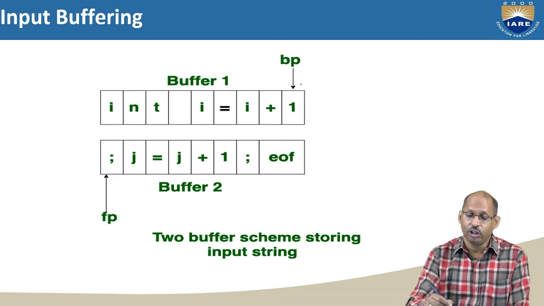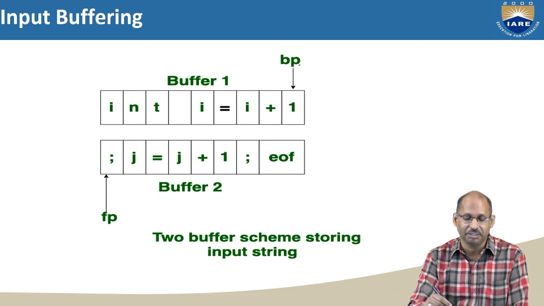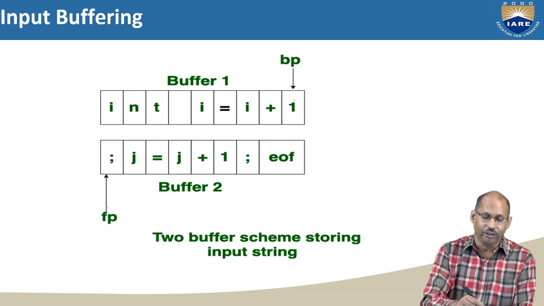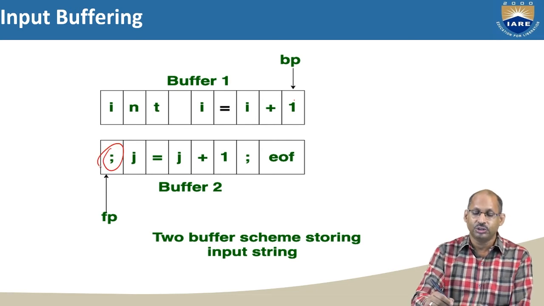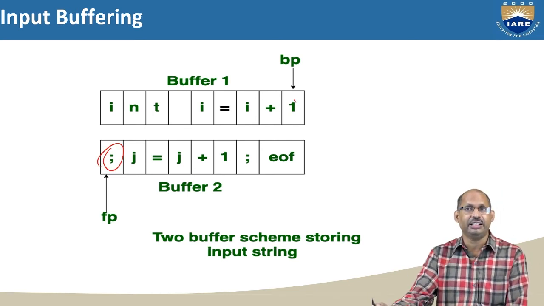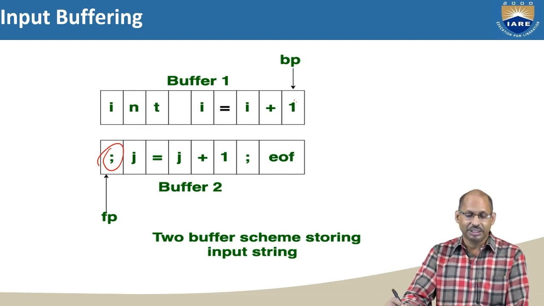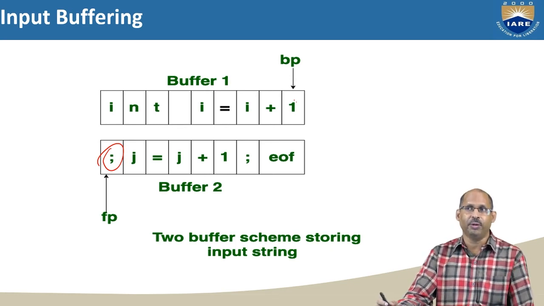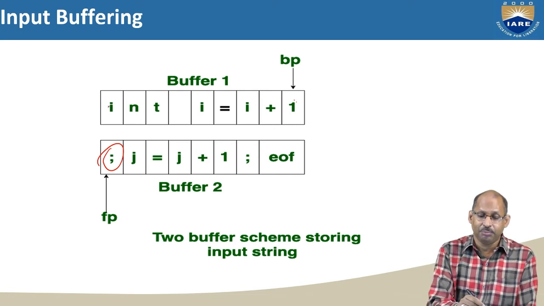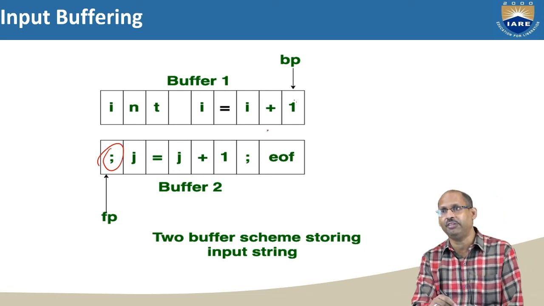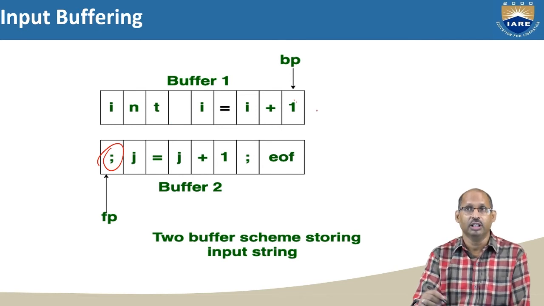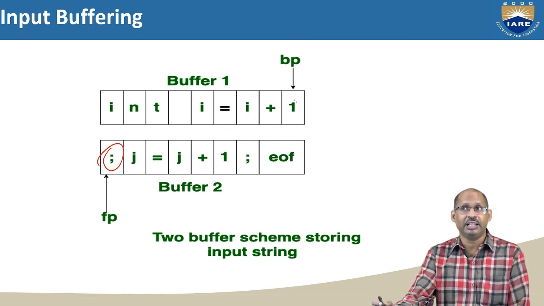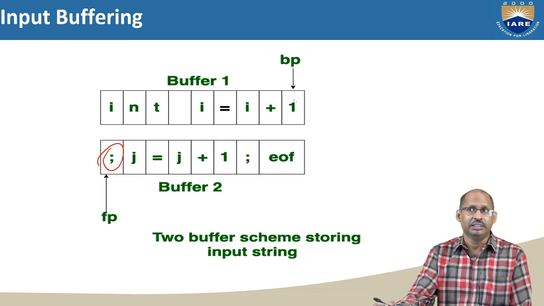So now the lexeme begin pointer is indicating 1 and the forward pointer is indicating semicolon. So this one will be generated successfully as its token, right? Then semicolon, the other one. So this is the advantage of the two buffer system. When the first buffer is completely filled, then it simply refills the second buffer.